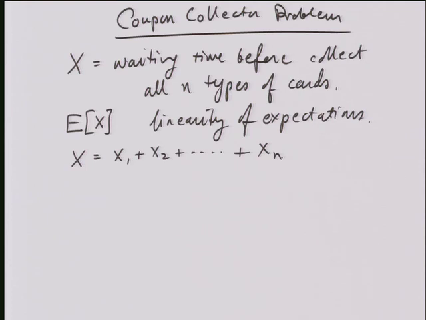Like, x1 is the time to get one distinct card, x2 is the time you waited from the first distinct card to get the next one. Good. So what we want is x sub I to be the time you had to wait from the time you had I minus 1 distinct cards, up to the time that you got one more distinct card. It's the waiting time to get the ith distinct card.